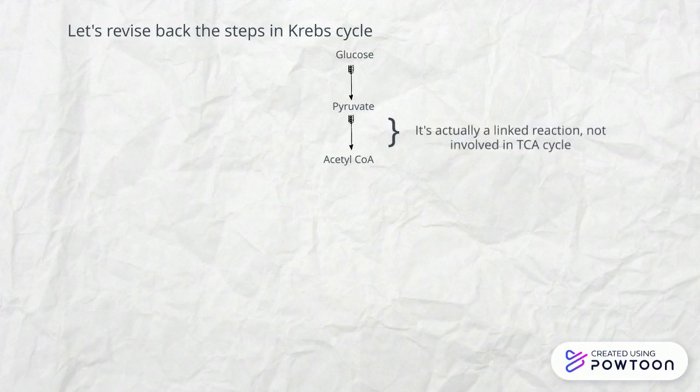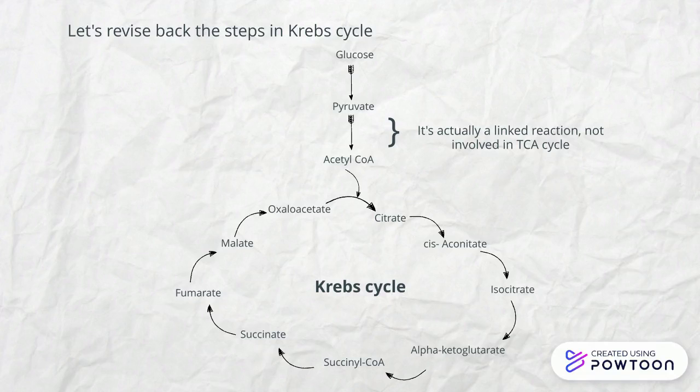First, glucose undergoes glycolysis and becomes pyruvate, and the pyruvate forms acetyl-CoA by a link reaction, which is still not yet involved in the Krebs cycle. The acetyl-CoA then enters the Krebs cycle by reacting with oxaloacetate and becomes citrate.